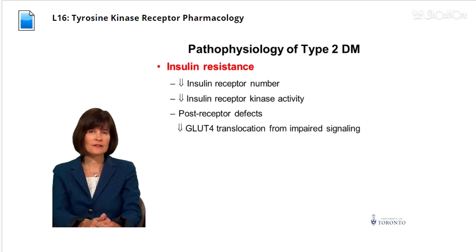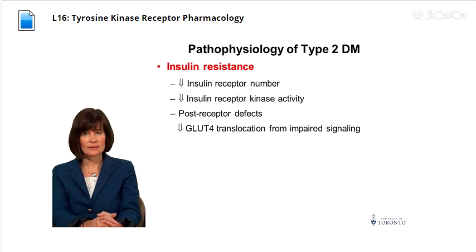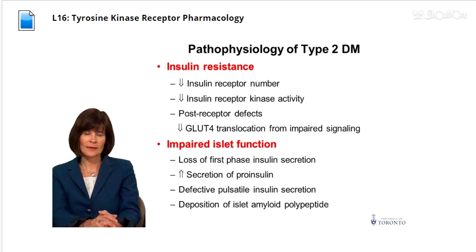This slide lists the pathophysiological hallmarks of type 2 diabetes. This condition is marked by insulin resistance rather than lack of insulin, at least in the early stages. Insulin resistance in target tissues such as muscle can be seen as a decreased number of insulin receptors, decreased insulin receptor kinase activity, and downstream signaling responses such as GLUT4 translocation. Effects on pancreas can be seen with impaired islet function, seen by loss of first phase insulin secretion, and that is the release of pre-stored insulin.